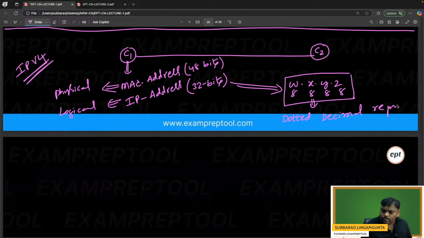Dotted decimal representation. Some people are asking, what about MAC address? Same thing. What is the answer? If you observe clearly, MAC address is 48 bits. So it will be the same. So what is the answer? Let's see this one.